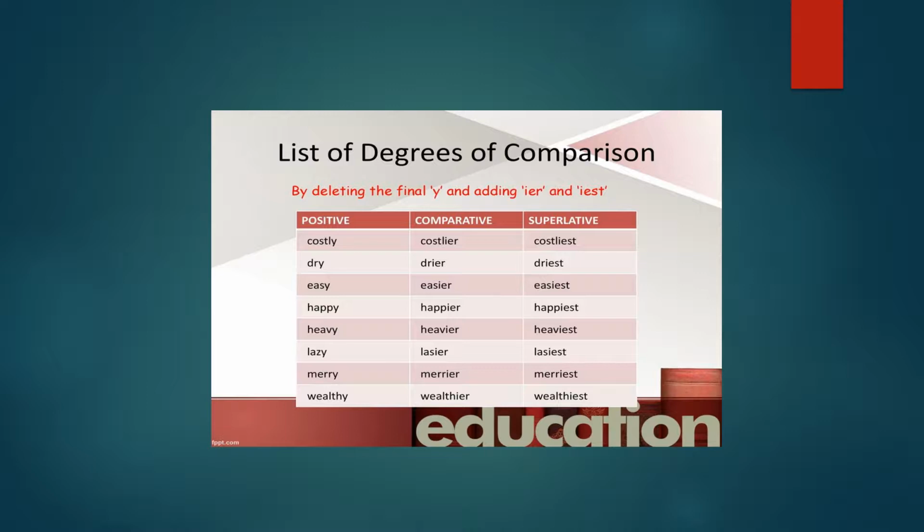Take more examples: costly, costlier, costliest; dry, drier, driest; easy, easier, easiest; happy, happier, happiest; heavy, heavier, heaviest; lazy, lazier, laziest; merry, merrier, merriest; wealthy, wealthier, wealthiest. So these are the different forms of comparative and superlative adjectives.